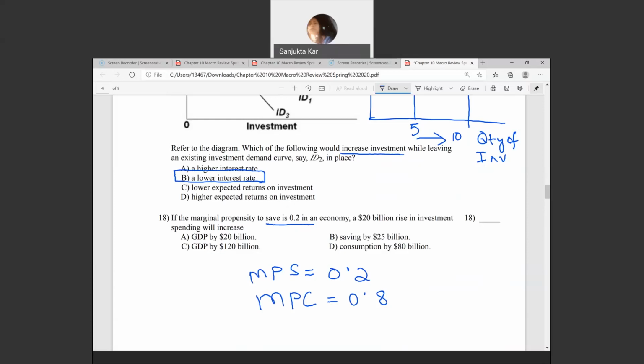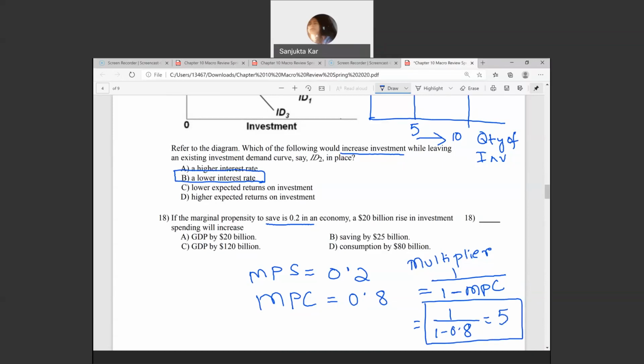What is the value of my multiplier here? The multiplier will be 1 over 1 minus MPC. Let me take this calculator out. It's going to be 1 over 1 minus 0.8, so 1 over 0.2. Do the math here, and this is equal to 5. This is the value of the multiplier.